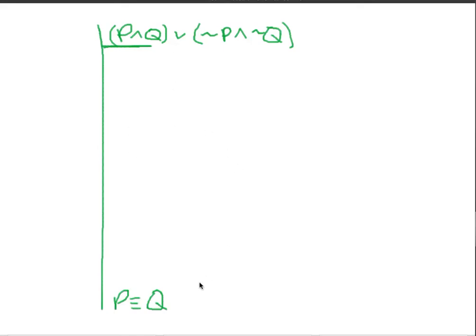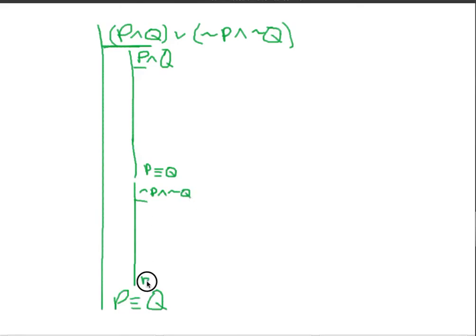So I'm going to use disjunction elimination. In the first case, I'm going to assume P and Q. And my goal is, I'm not quite sure yet how much space I need, my goal is going to be P if and only if Q. And in the second case, I'm going to assume not P and not Q. So this will be not P and not Q. And my goal again here is going to be P if and only if Q.